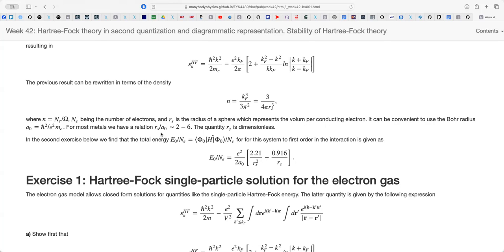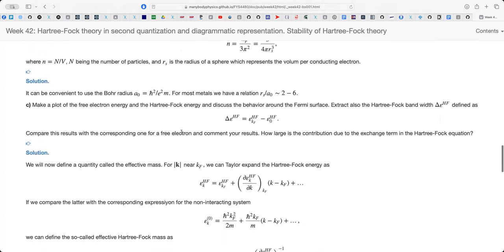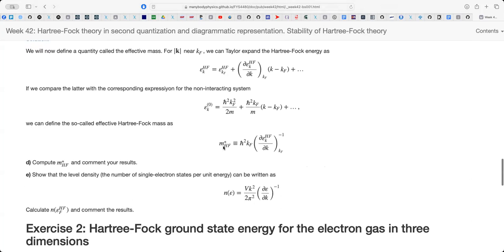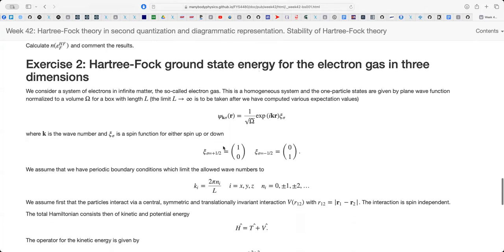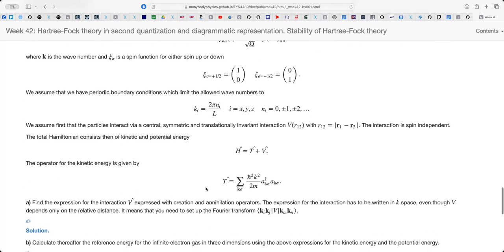And for most metals, you have a relation with this r_s divided by a_0, the Bohr radius, varies from 2 to 6. So this is a dimensionless quantity. And actually here we are going to go through these as exercises next week. But if we look at the ground state energy, what we need to look at now is to first find an expression for the kinetic energy, and then we need an expression for the potential energy. And you will get integrals which are similar to what you saw now.